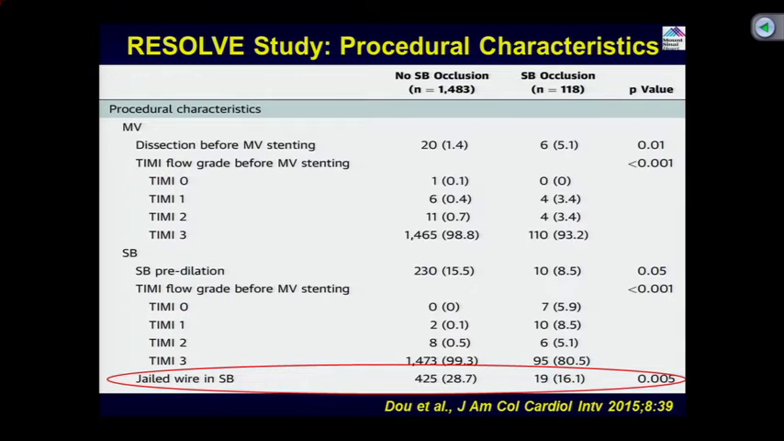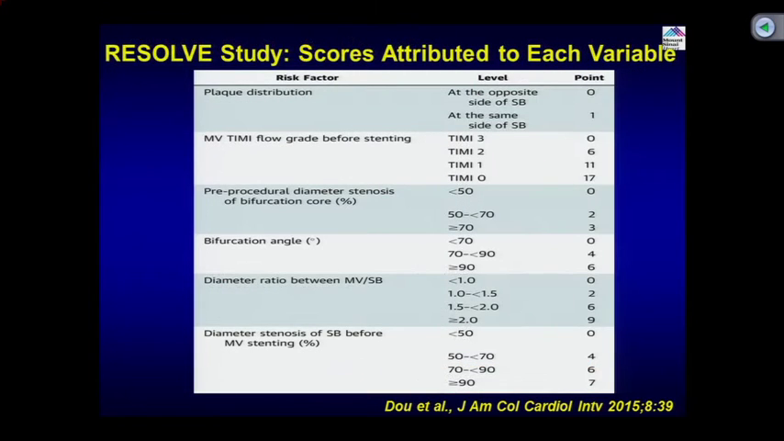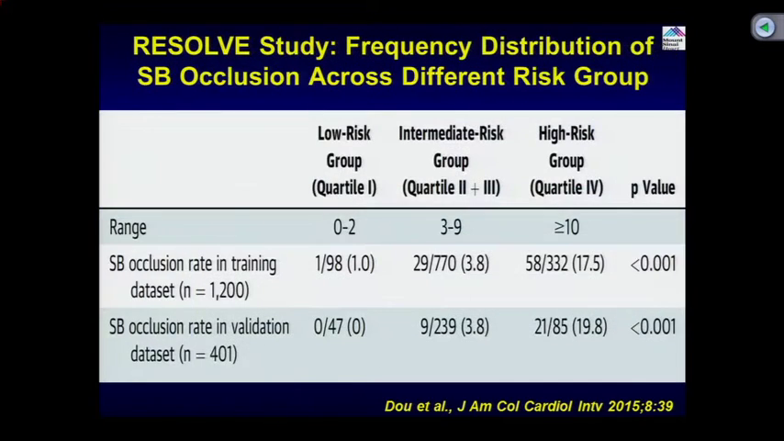It goes to probably because of the less use of the jailed wire, and I'll come to the editorial by Colombo on that issue. Now, what these investigators did, they went up and came up with a scoring system for each variable, assigned a numeric value, and came up with a risk model. Low risk if the score is 0 to 2, intermediate if 3 to 9, and more than 10 was the high risk group.